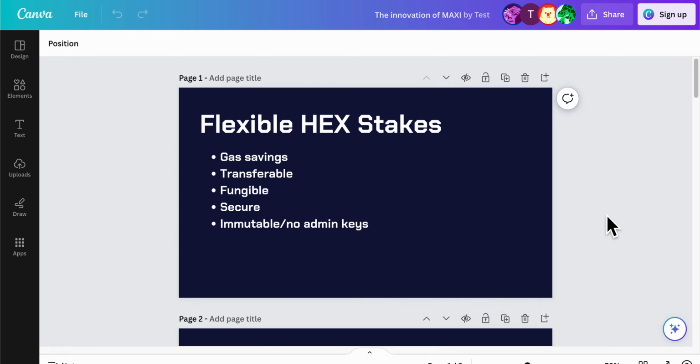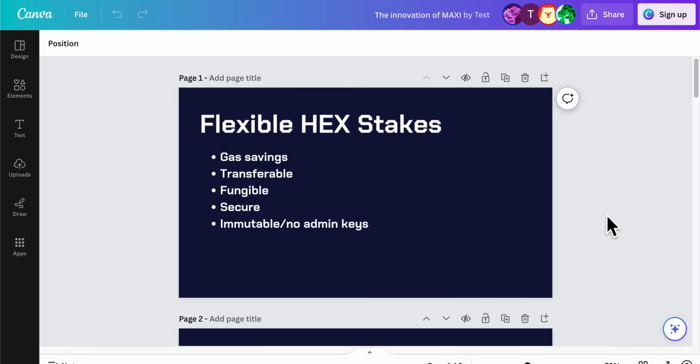And then the Maximus boys went ahead and built this thing. As well as Alex from Hedron, he has his solution for tokenizing hex stakes. And so we have been seeing these solutions rolled out. And I wanted to talk about what are the different ways that you can make hex stakes more flexible? Why would you want to do that?